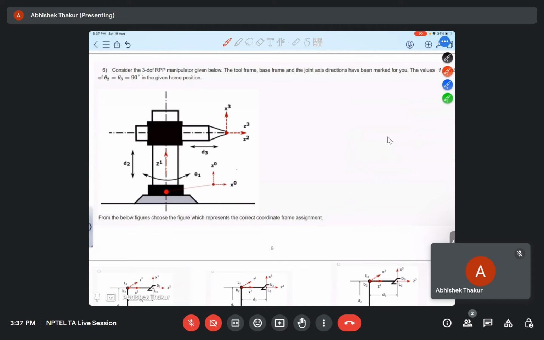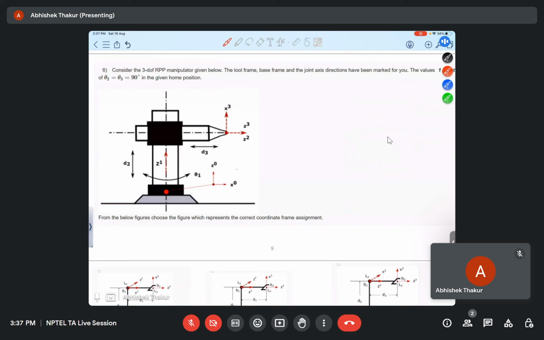The values of theta 2, theta 3 is 90 degree in the given position. From the below figure, choose which figure represents the correct coordinate frame assignments. So in this question, a 3 degree of freedom RPP manipulator is given.